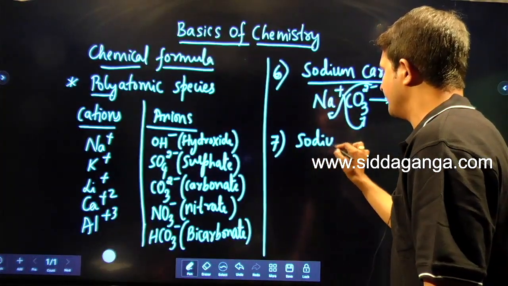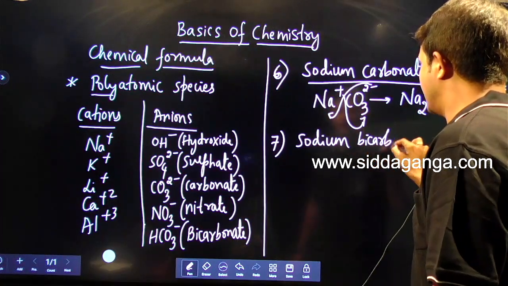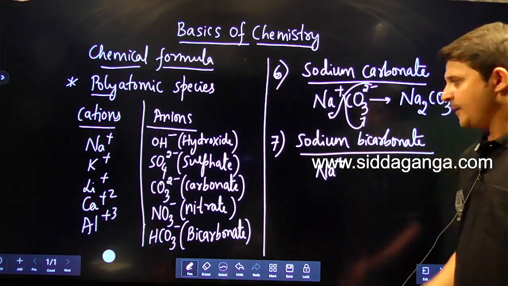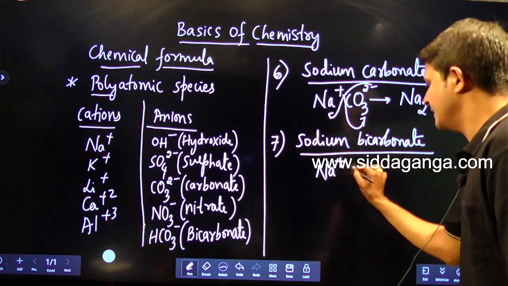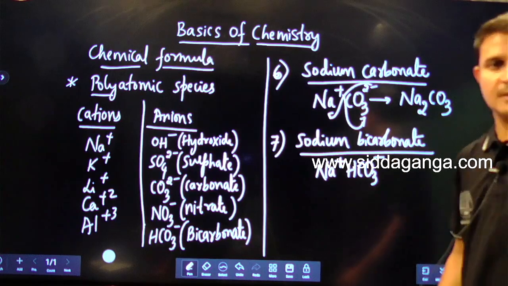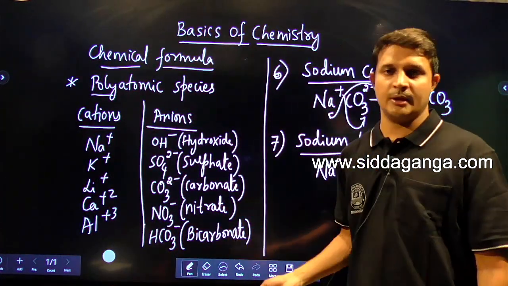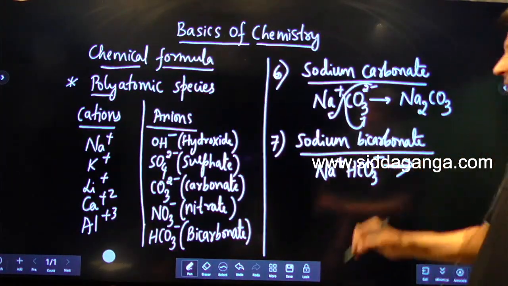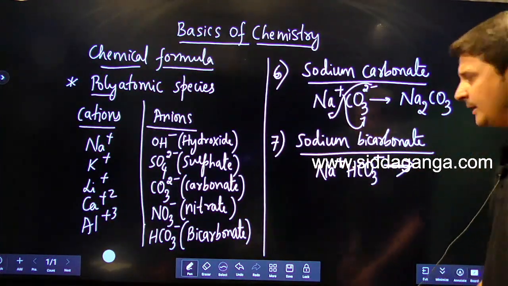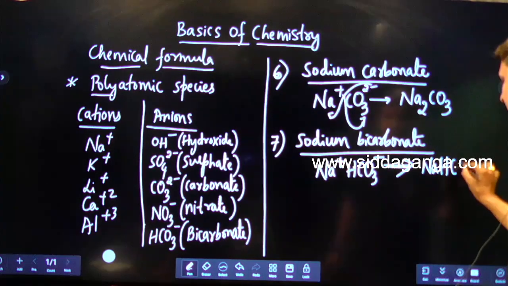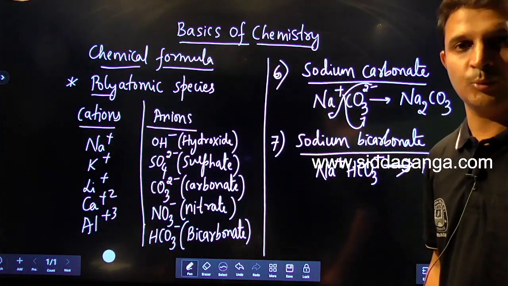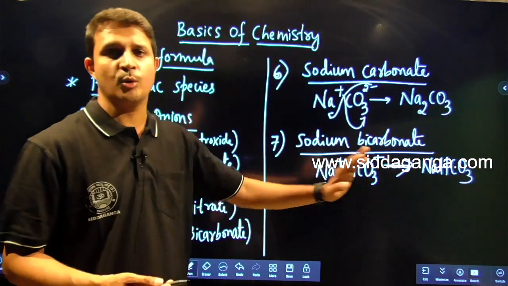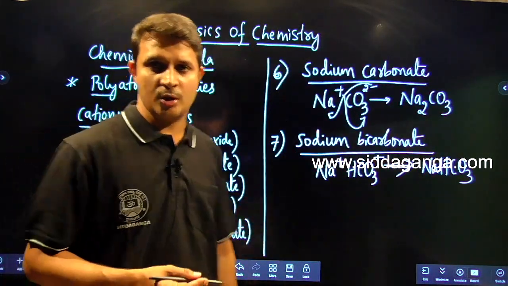Next one. Sodium bicarbonate. Sodium ion is Na+. Bicarbonate ion is HCO3-, which is also called hydrogen carbonate. Both are the same, bicarbonate or hydrogen carbonate. So the chemical formula for sodium bicarbonate would be NaHCO3, or one more name is sodium hydrogen carbonate. Both are the same. Hope this is clear to you all.